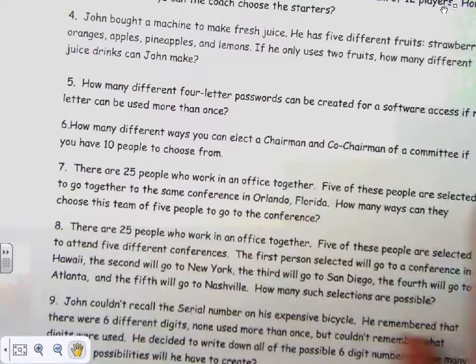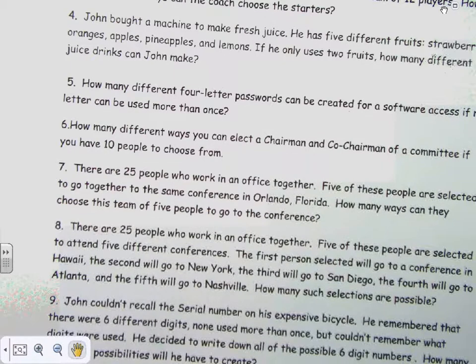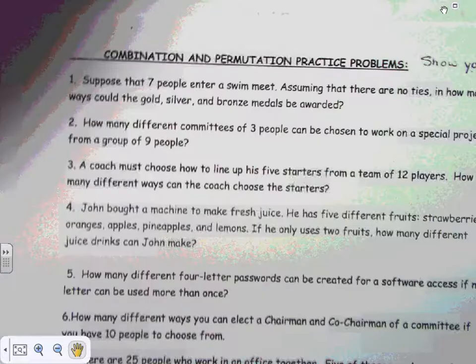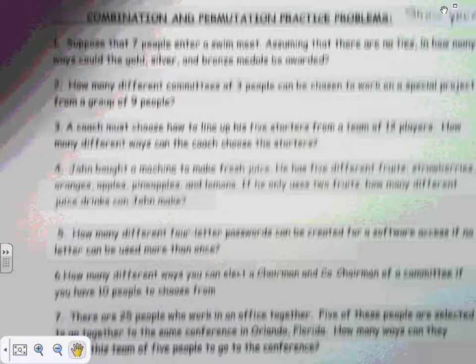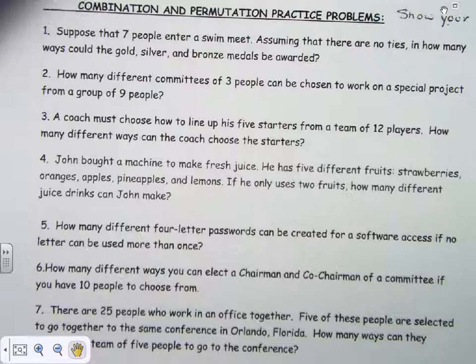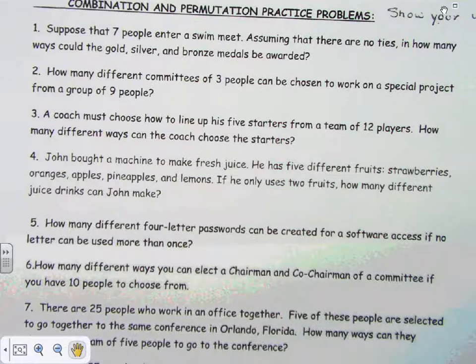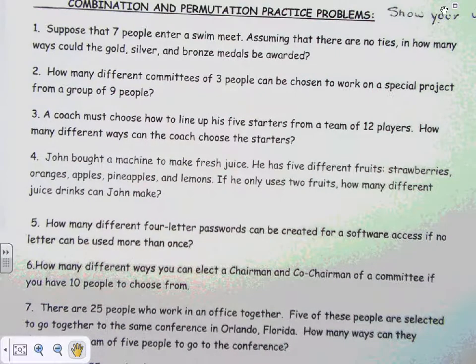All right, here's your worksheet. Let's talk about what's what, because it does matter. What do you think number 1 should be? Permutation. Okay, I have 7 people that are at the swim meet, but I have a gold, a silver, and a bronze. It's a permutation because the order is going to matter. So maybe just put a little P right there.